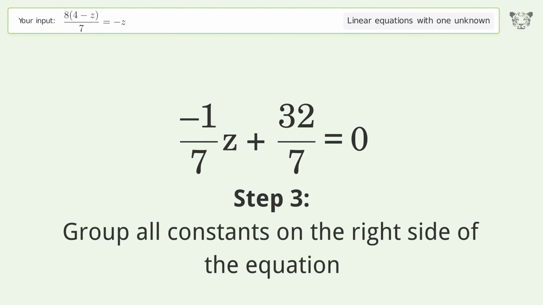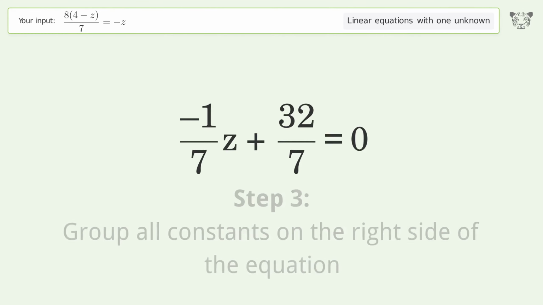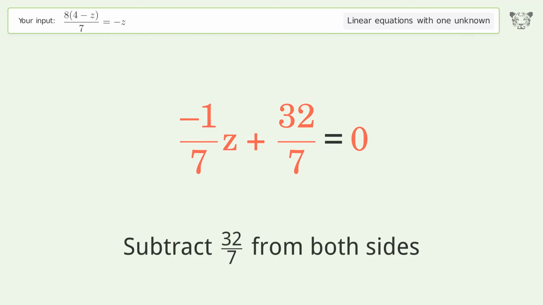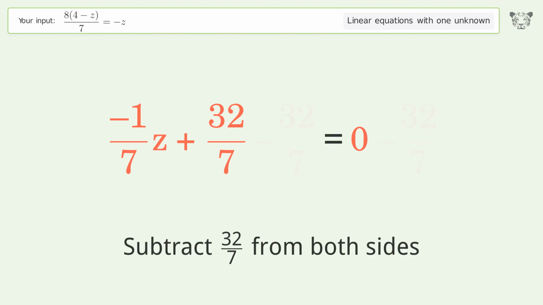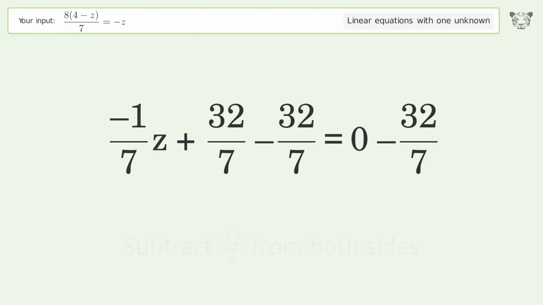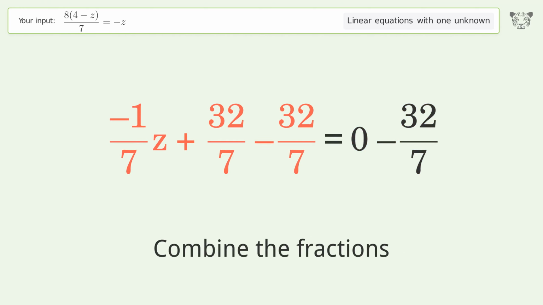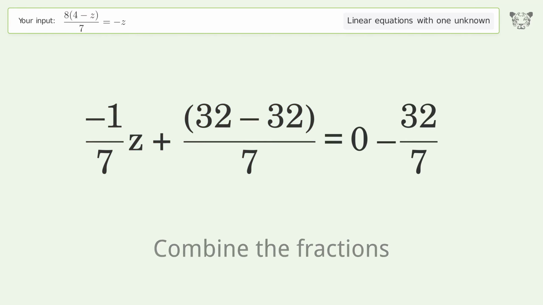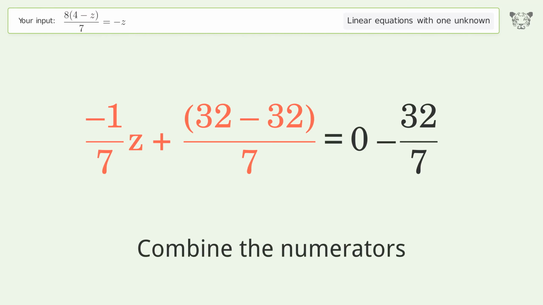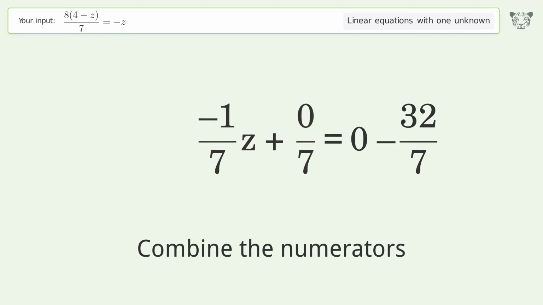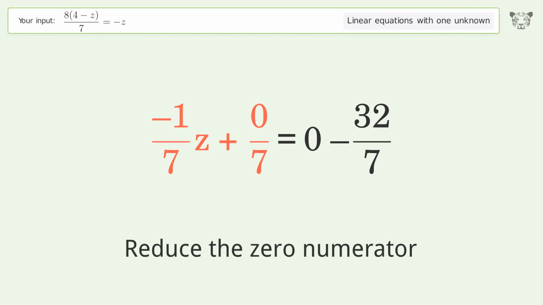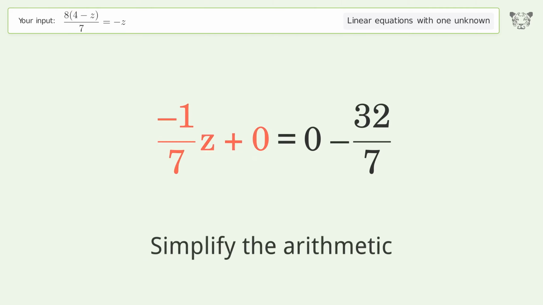Group all constants on the right side of the equation. Subtract 32 over 7 from both sides. Combine the fractions. Combine the numerators. Reduce the zero numerator. Simplify the arithmetic.